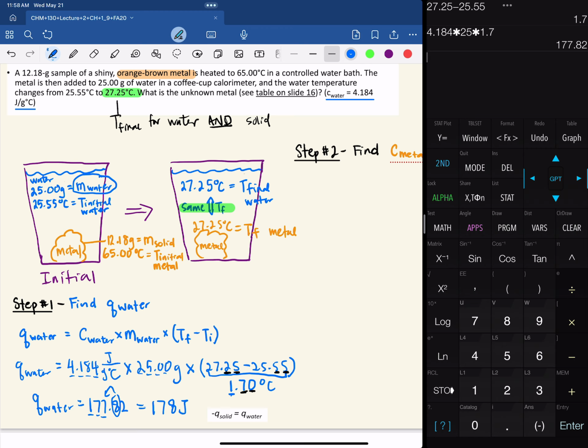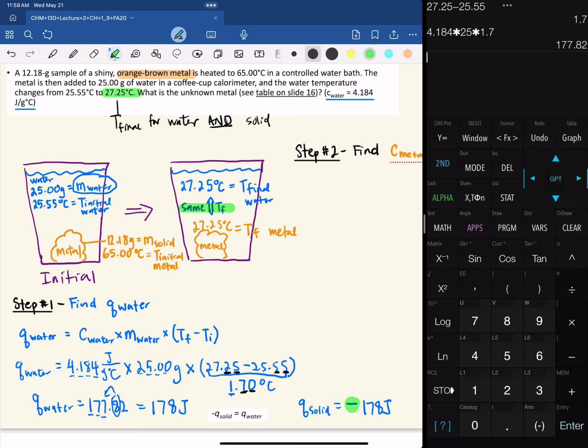Remember, the Q of the solid, you've got to change the sign. It's same in value, opposite in sign. So in terms of what is Q of the solid, we end up with negative 178 joules. Remember, we've got to change the sign when it comes to figuring out the Q of the solid. They're same in value, both 178.